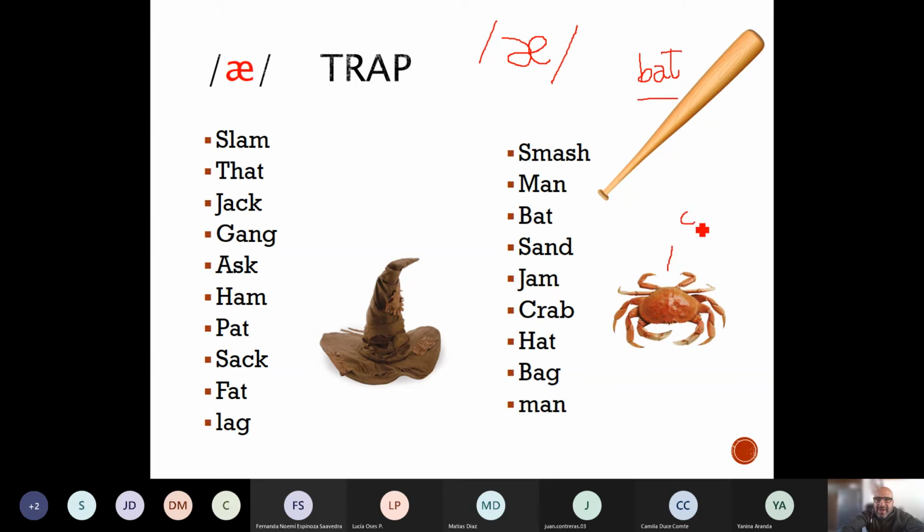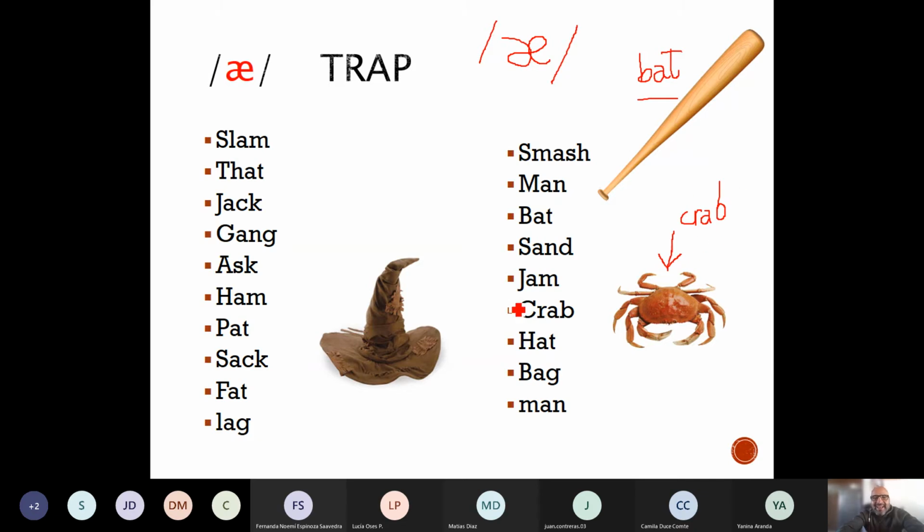This is a crab. Do you like crabs? Do you like eating crabs? Some people like eating crabs, others don't. If you live near a beach, probably you like eating crabs, maybe.